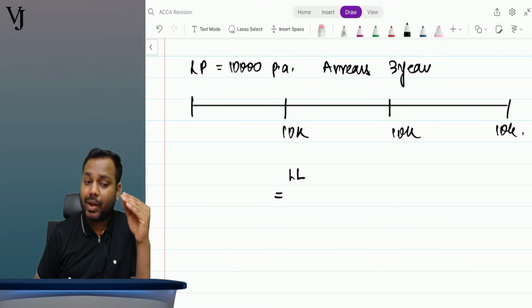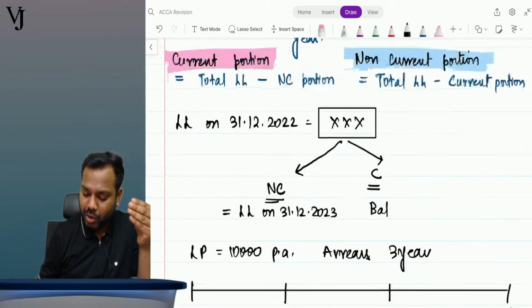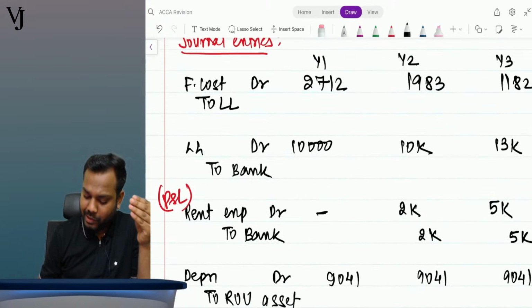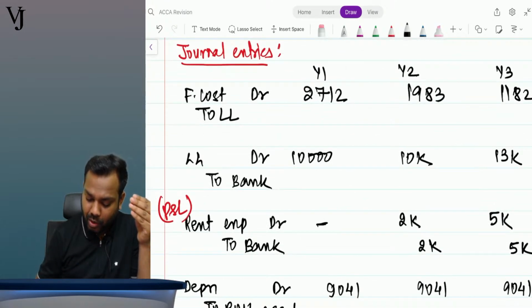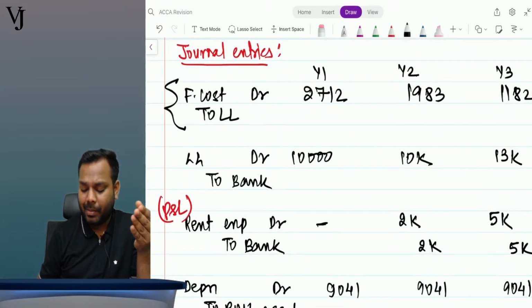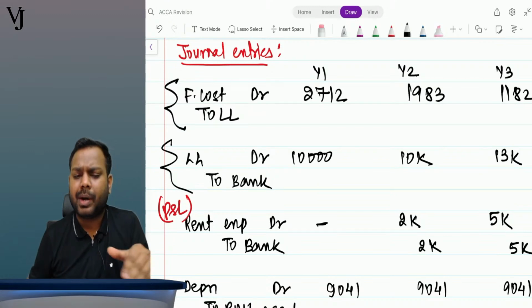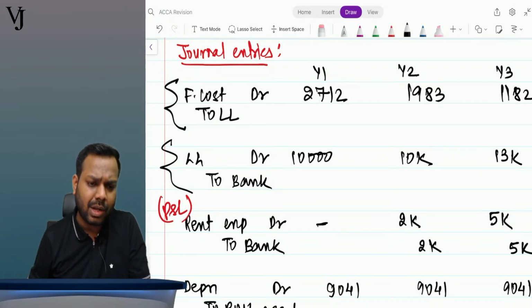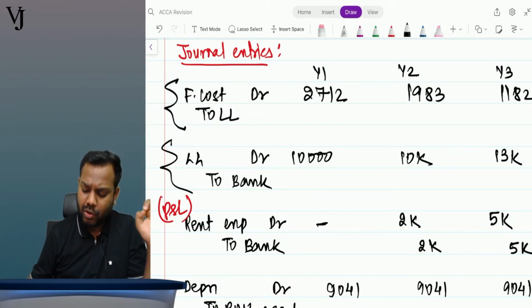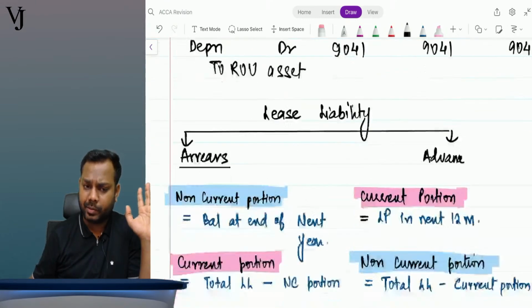Queen, again I'm telling, finance cost is nothing. You understand this journal entry: you have to record finance cost, increase the lease liability, and then pay the lease liability, the contractual lease payments. There is nothing like finance cost separately getting paid. There is no such concept. You are paying the contractual lease payments.